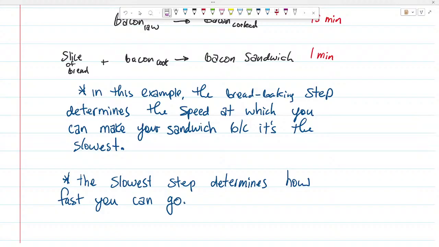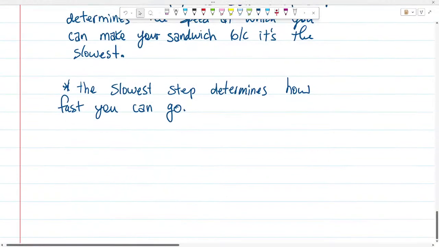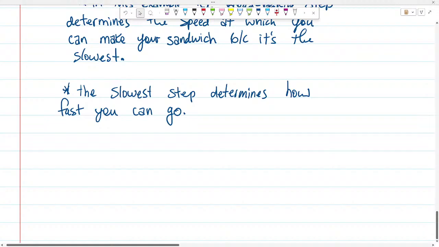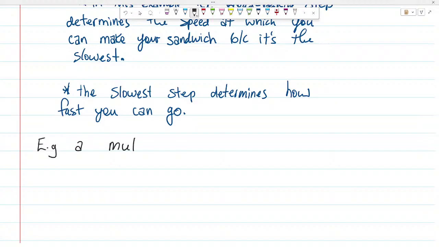Yeah. So in a normal reaction, how would you know which one's the slowest? That's a great question. And the answer is you'd have to do experiments, which is what we're going to look at tomorrow. Because again, you don't even know what the steps are necessarily. So now let's look at a multi-step reaction.